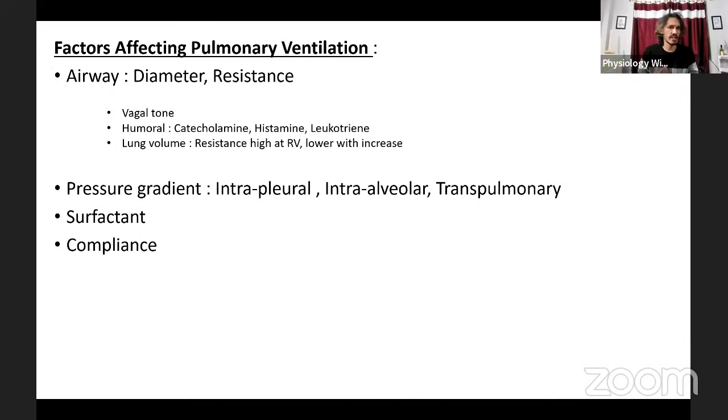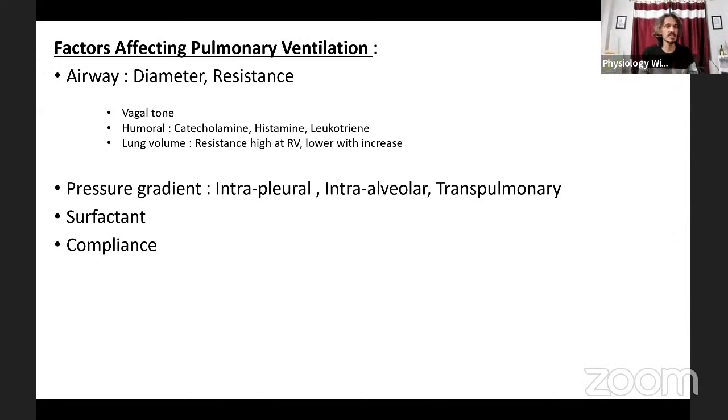Second point is pressure gradient. Pressure gradient is everything we were talking about yesterday. We talked about the intrapleural pressure, intra-alveolar pressure, and transpulmonary pressure. We drew 3 diagrams which are there in Guyton. So that is something you have to explain in detail under this heading, the difference in the pressure outside and the inside, and how it results in pulmonary ventilation. There's a whole chunk of things that you have to cover there.